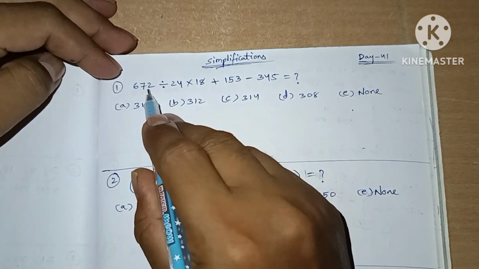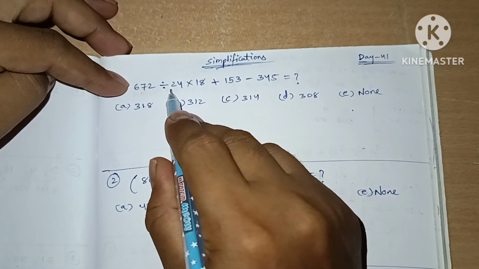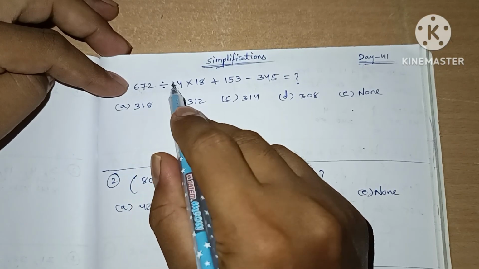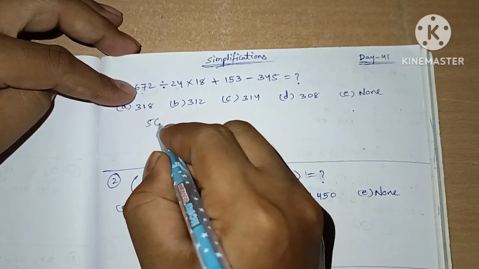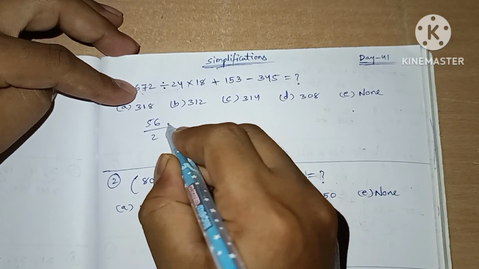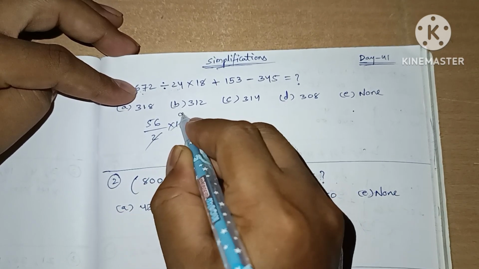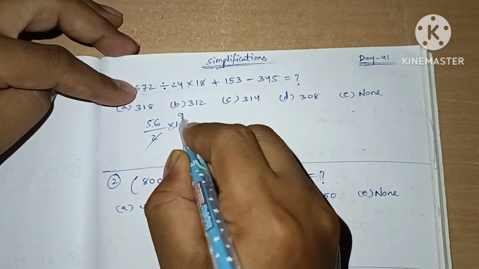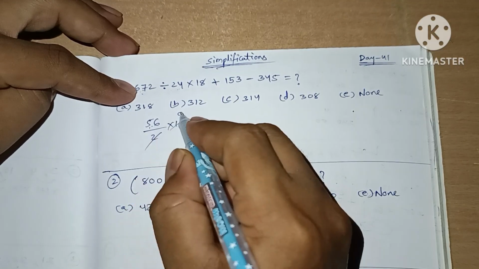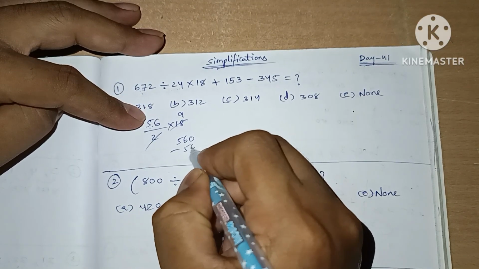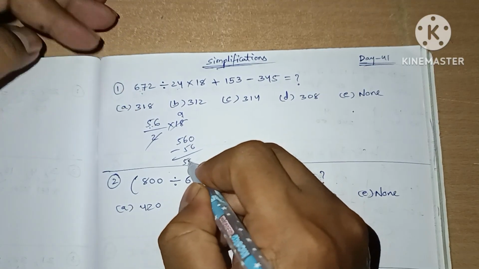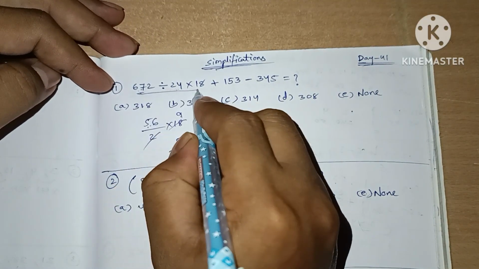First question, 672 divided by 24. I can see 12 here and here also. 12 5 times is 60, 12 6 times is 72, divided by 2 into 18. This will be 9 times. I can write 9 as 10 minus 1. So 56 into 10 will be 560 minus 56. So we get 504 is the answer for this one.